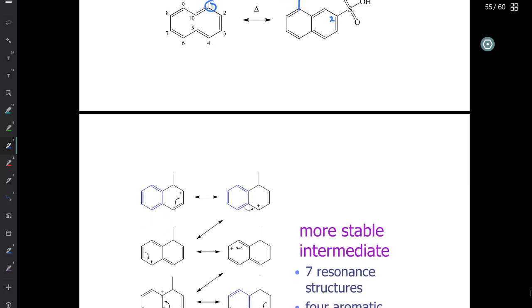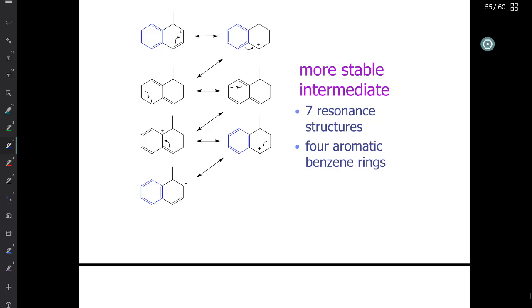The intermediates are interesting to look at for their stability. And so what I've done is I've pre-drawn these because it takes a while to draw them all. Let's say you get an addition.